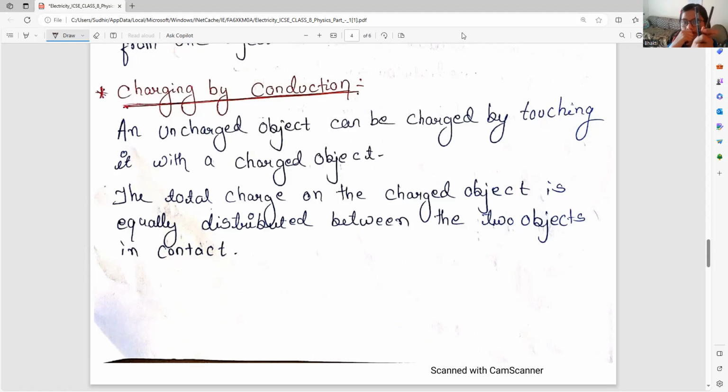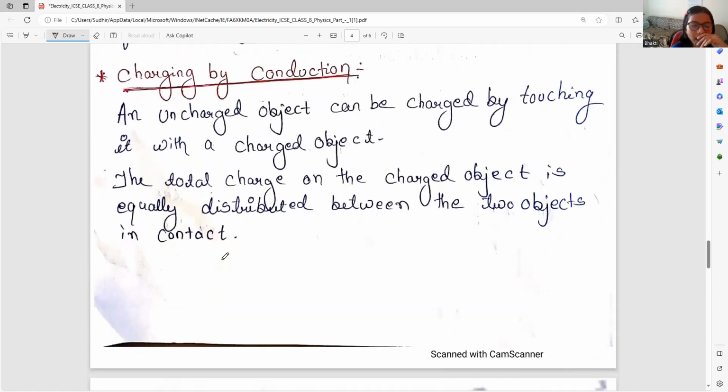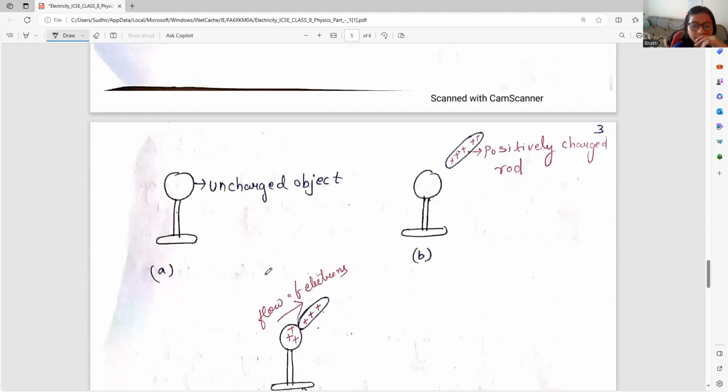Both have a neutral amount of charge. When I touch them, one of them, the pen or the pencil, will lose electrons and gain positive charge, and the other will gain negative. The total charge on the charged object is equally distributed between the two objects in contact, but this usually doesn't happen. Okay, let it be.